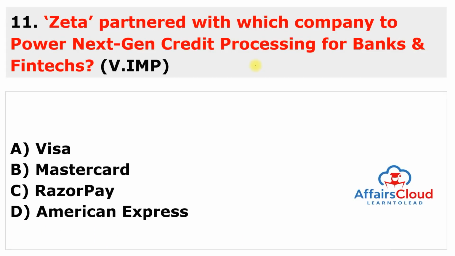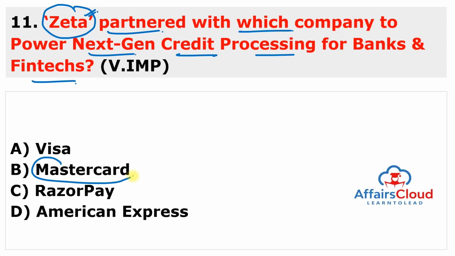Moving to next question. Zeta partnered with which company to power next generation credit processing for the banks and financial technological companies? First of all, you have to remember about Zeta. Zeta is a banking technological unicorn and provider of next generation credit card, especially for the banks and the financial technological companies. Now they tied up with MasterCard so that they can provide best to best credit cards, especially for the banks and the financial technological company. And this is an agreement of 5 years.